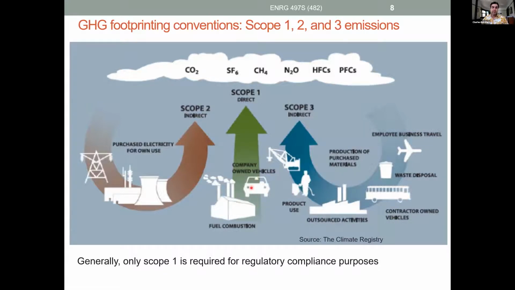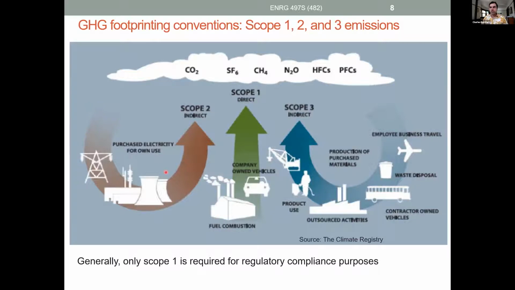If it is my household, Scope 1 emissions would be whenever I turn on my radiators and natural gas is consumed, or whenever I fire up my wood stove, that'd be a Scope 1 emission. And whenever I drive my car somewhere, that'd be a Scope 1 emission.